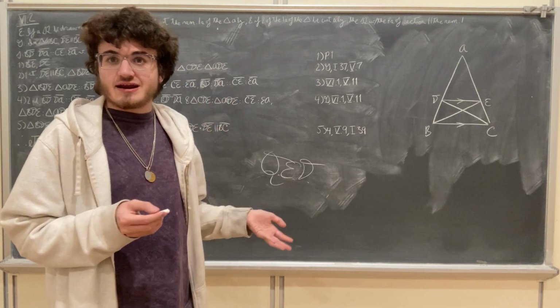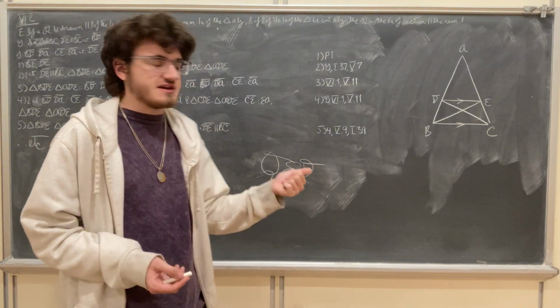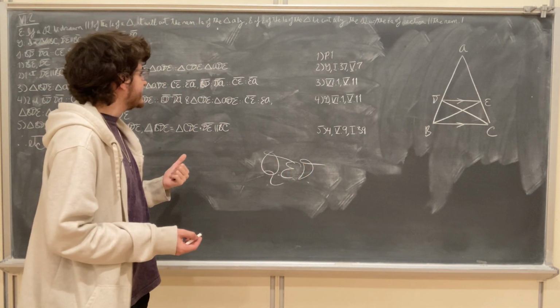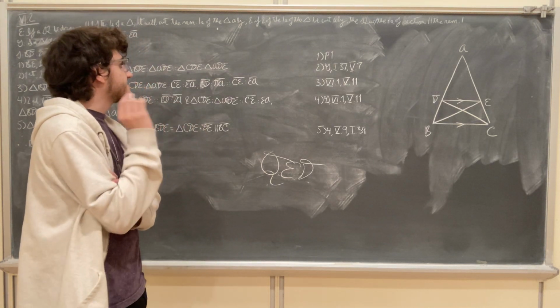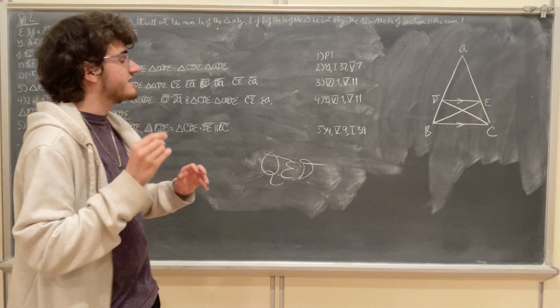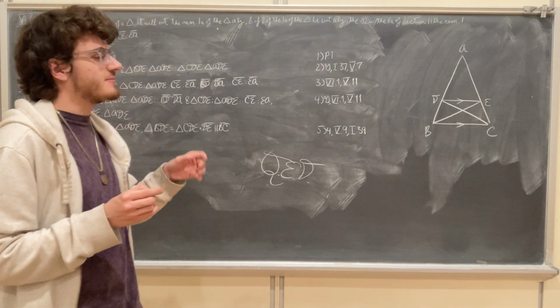And this is what we set out to prove. Given that DE is parallel to BC, we wanted to prove that the straight line BD is to the straight line DA, just as the straight line CE is to the straight line EA, and we have just proven that, which means we are done with the first part of this proposition.